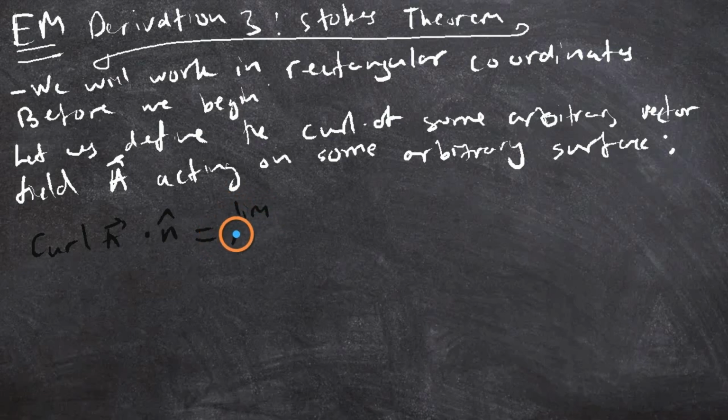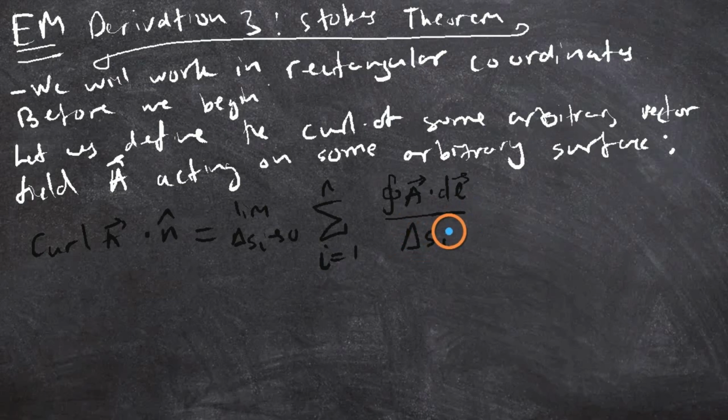It is the limit as some surface goes to 0, in the limit that the surface becomes so small, of the closed loop integral of the vector A with respect to some particular path dl, divided by the surface, the vector delta S. So what do we see from this particular definition? This is a fundamental definition of what a curl is.